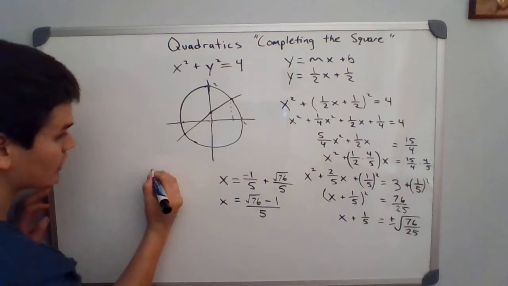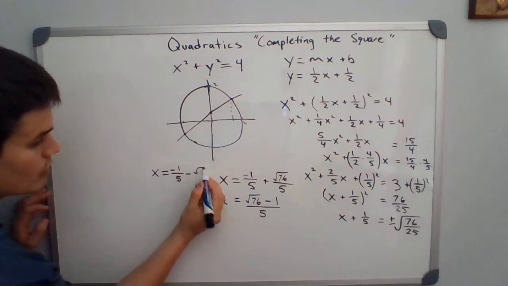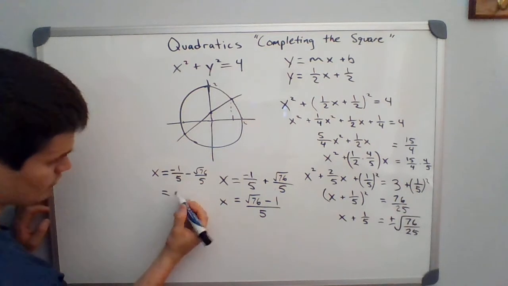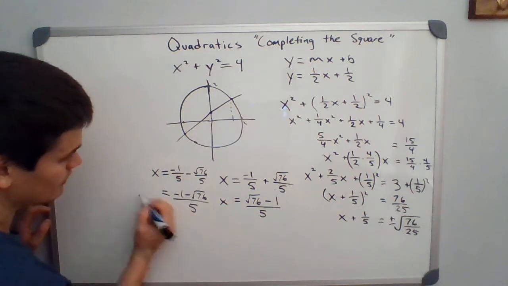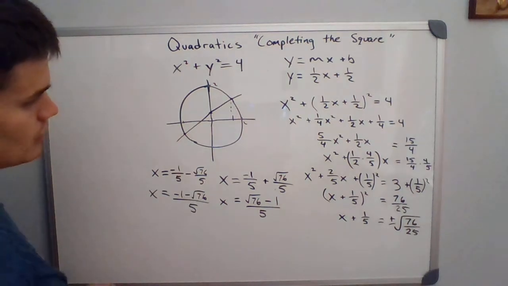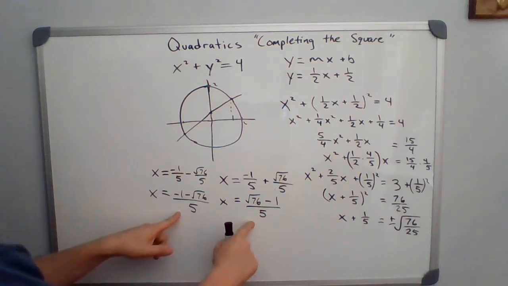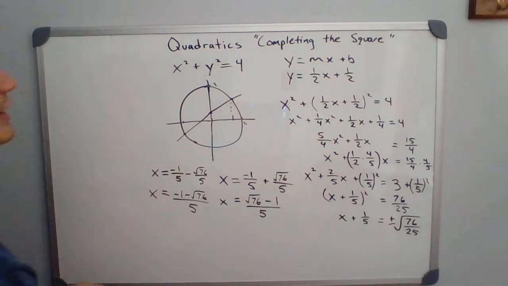That's one of the x coordinates, and the other x coordinate is going to be x equal to negative 1/5 minus the square root of 76 divided by 5. Or we could just write it as negative 1 minus the square root of 76 divided by 5. And then from here we can just plug these numbers into our line and get the y coordinates. I'm not going to do all of that right now, just because I'm lazy and I don't really want to spend too much time on completing the square.